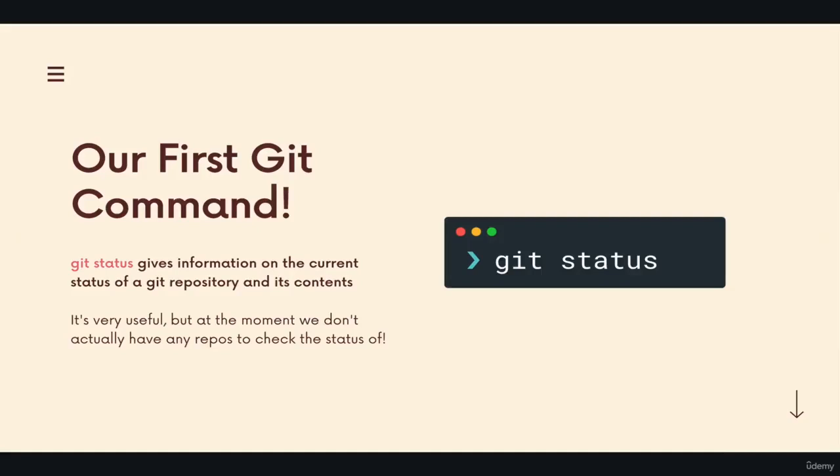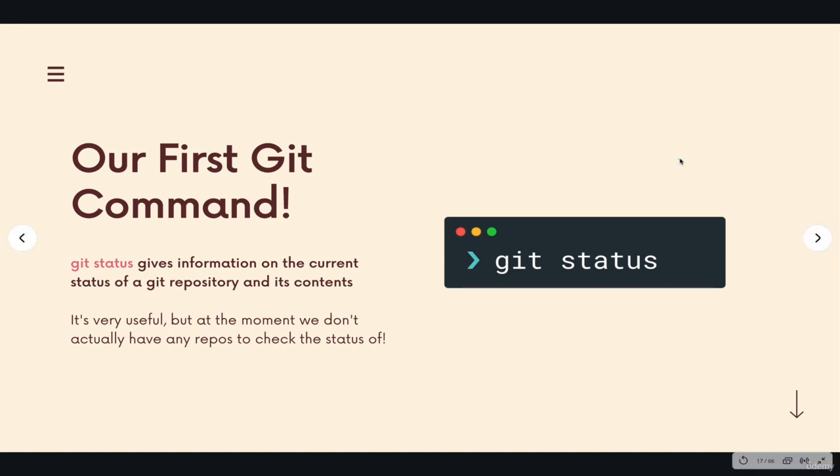Okay, so now that we know what repositories are in general, let's learn how we instantiate a new repo using Git. And before I show you that command, I'm actually going to show you a separate, very simple command called git status. Git status will come up again and again in this course and just in your life if you use Git. It's a harmless command.